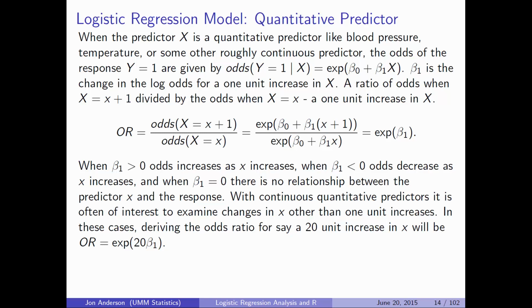Another example might be when our predictor variable is a quantitative predictor variable, temperature, blood pressure, something that would be a continuous predictor.